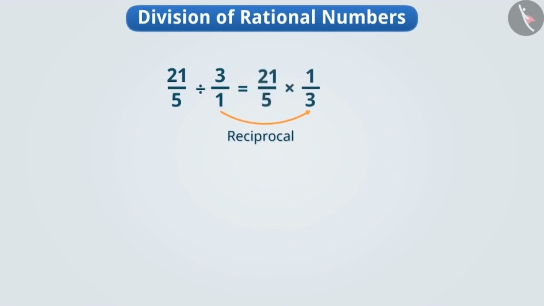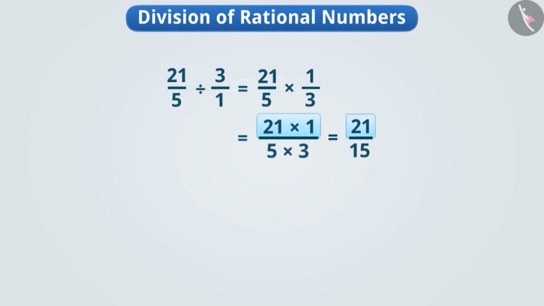Now, we will multiply 21 by 5 and 1 by 3. To multiply, we multiply the numerators. That is, 21 into 1 is equal to 21. Then we multiply the denominators, that is 5 into 3, which is equal to 15. And the result is expressed as the product of the numerator 21 divided by the product of the denominator 15. That means we get the result here as 21 by 15.